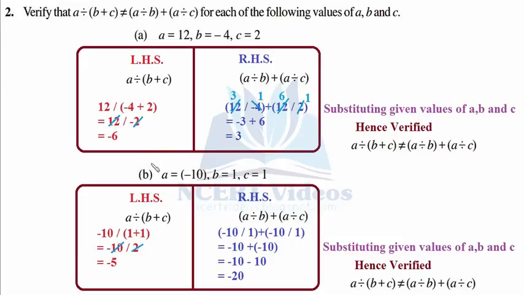Now b part, here a is minus 10, b is 1, c is 1. We will do the same thing, putting the values here. Now solving it, minus 10 as it is, 1 plus 1 is 2, 1 2 is a 2, 5 2 is a 10, minus sign here. And right hand side, substituting the values and solving it, minus 10 plus again minus 10. Now minus 10 plus minus 10, both are the same sign, so we add them up and put the sign of negative, minus 20. Again minus 5 is not equal to minus 20, therefore it is again verified. So this was question number 2.